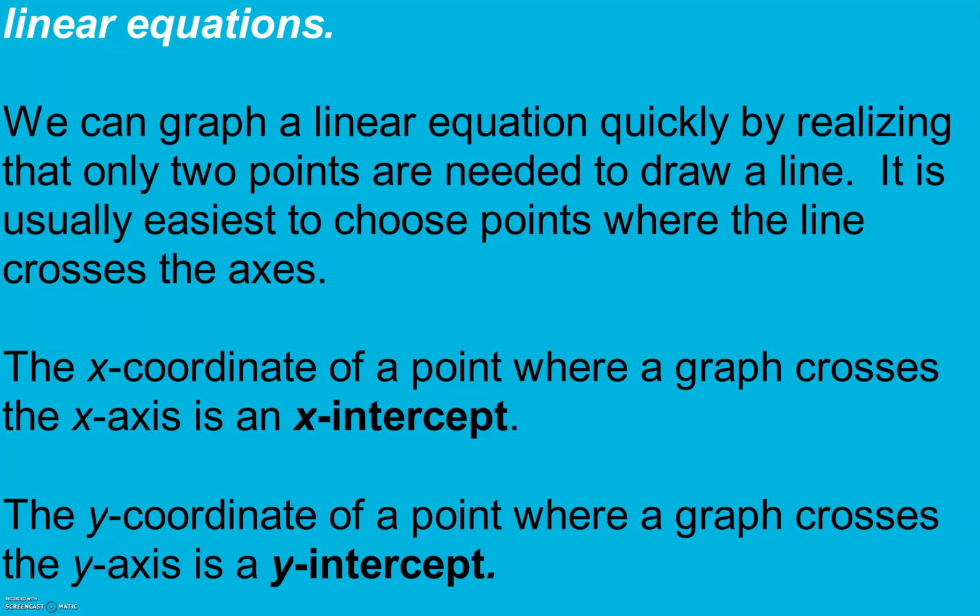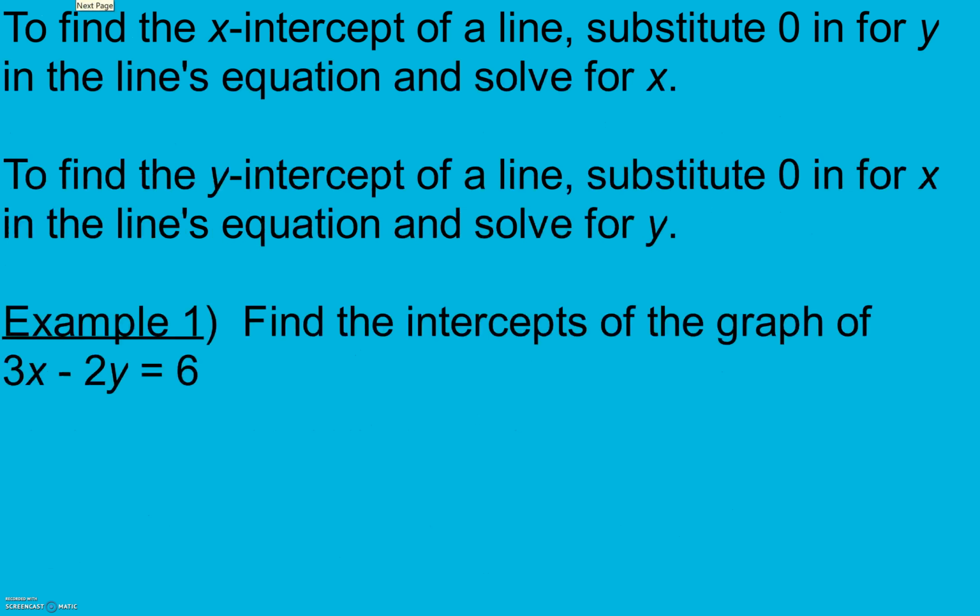The x-coordinate of a point where the graph crosses the x-axis is called our x-intercept, and the y-coordinate of a point where the graph crosses the y-axis is the y-intercept. To find the x-intercept of a line, we substitute 0 in for y in the line's equation and solve for x. And that's because an x-intercept, wherever it happens, our y value is always 0. So whenever it crosses the x-axis here, our y value is always 0. So we can plug in 0 for y and find our x, and that tells us where our graph crosses.